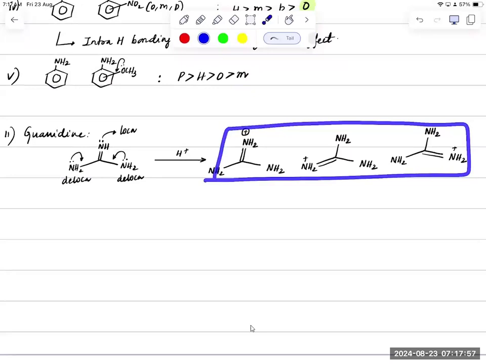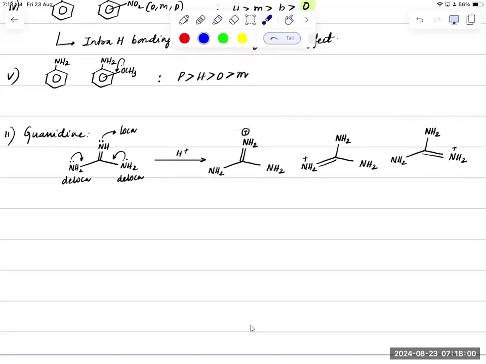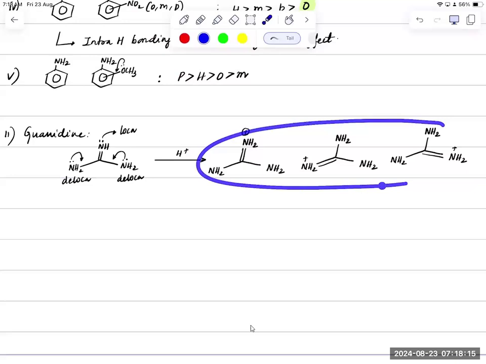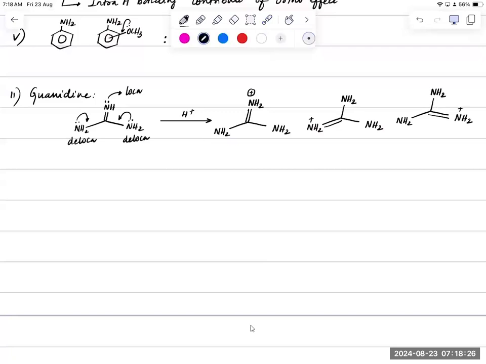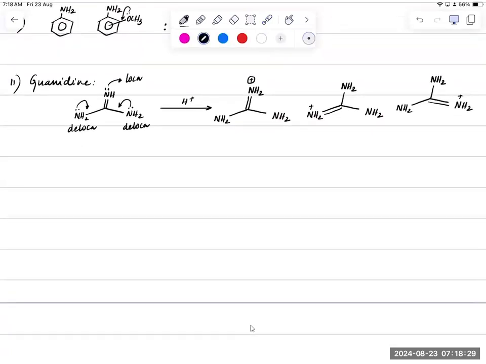And you know that if we have equivalent resonating structures, you will notice that this conjugate acid is extremely stable. If the conjugate acid is very stable, that means this is a very, very strong base. So out of all organic bases, this is the strongest base of all the organic compounds. Therefore, if you compare anything with guanidine, that will always be more basic.